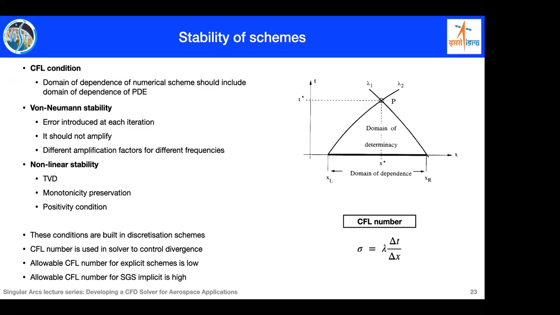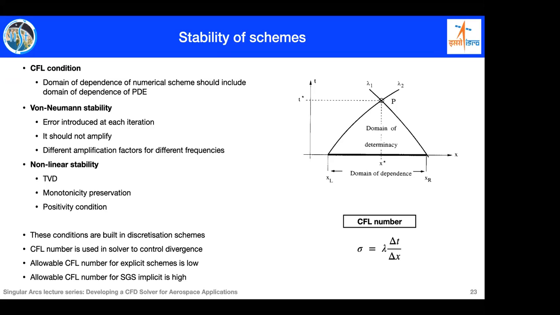And then there is another type, nonlinear stability, where total variation diminishing and monotonicity preservation come in. For nonlinear schemes, the stability analysis is not very sound. We cannot actually do the stability analysis for all the schemes. So these are some guidelines, from which we get some idea, and then we have to do numerical studies to find out how the schemes actually behave.